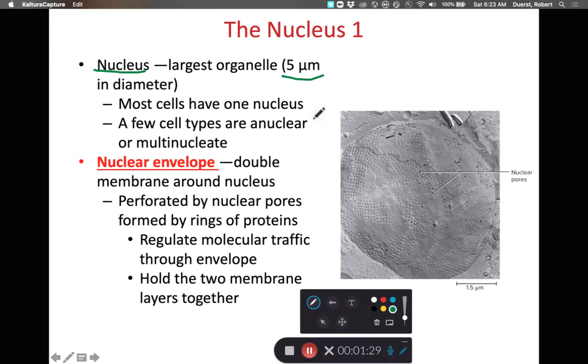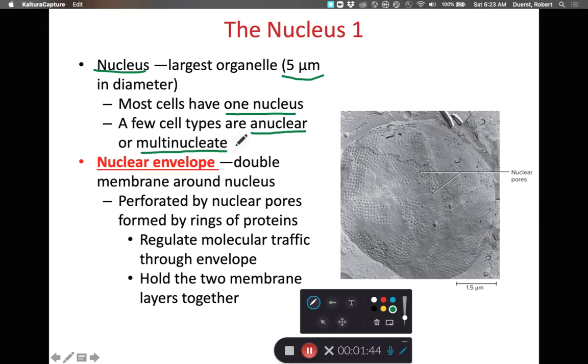Most of the cells, particularly in the human body, are going to be mononucleate, or have one nucleus. Every once in a while, we'll run into a cell type that's anucleate, like a red blood cell or erythrocyte, or multinucleate, like a skeletal muscle cell.